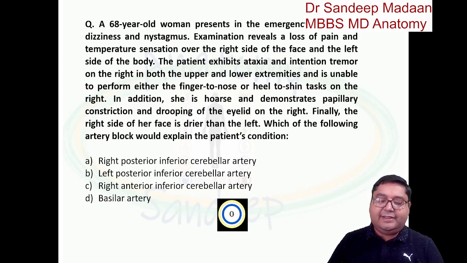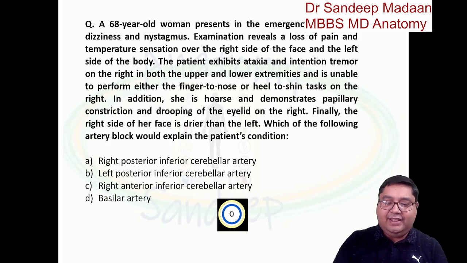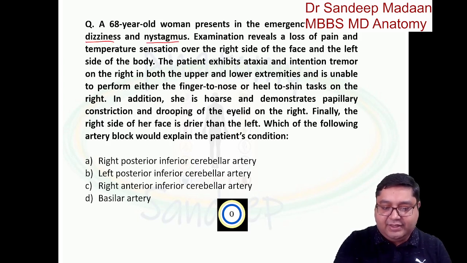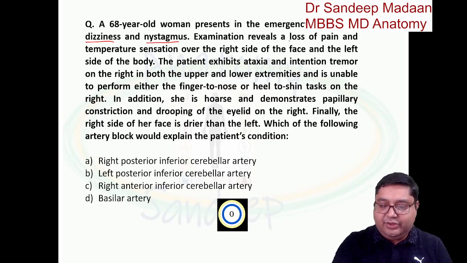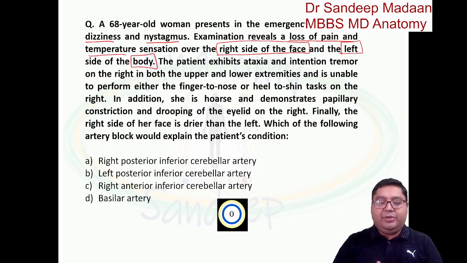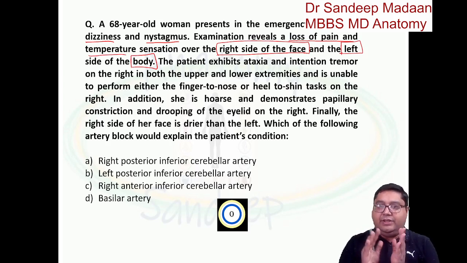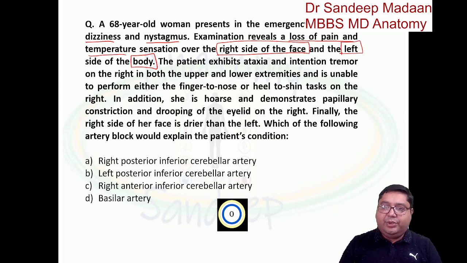Now, before telling the answer, what is your diagnosis? Here the dizziness and the nystagmus are because of vestibular nucleus involvement. The loss of pain and temperature on the right side of the face, whereas on the left side of the body, is because the right-sided trigeminal nerve is affected, but on the left side of the body, the spinal lemniscus is affected. So the spinal lemniscus and the spinal nucleus of the trigeminal are involved. That's why this is happening.